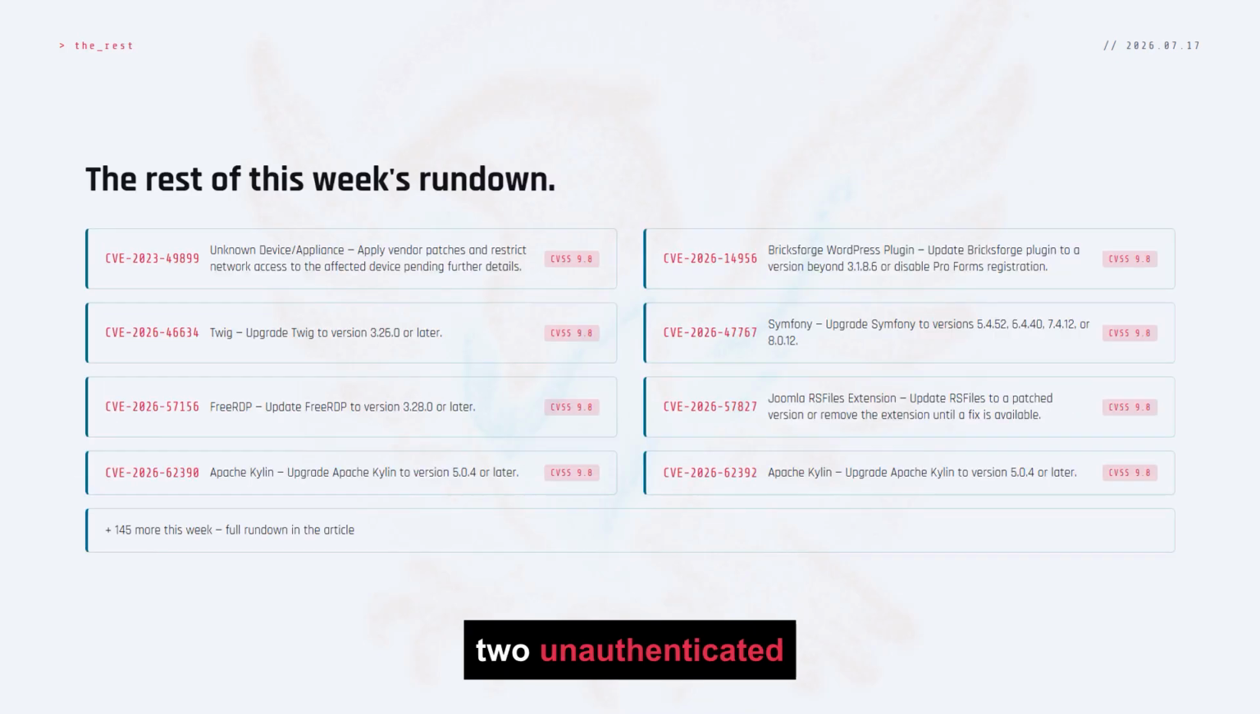Beyond the top 3, Fortinet FortiSandbox has 2 unauthenticated OS command injection KEVs. Upgrade immediately. SonicWall SMA1000 is KEVed for SSRF. Oracle E-Business Suite Payments has an unauthenticated privilege escalation, also KEV.